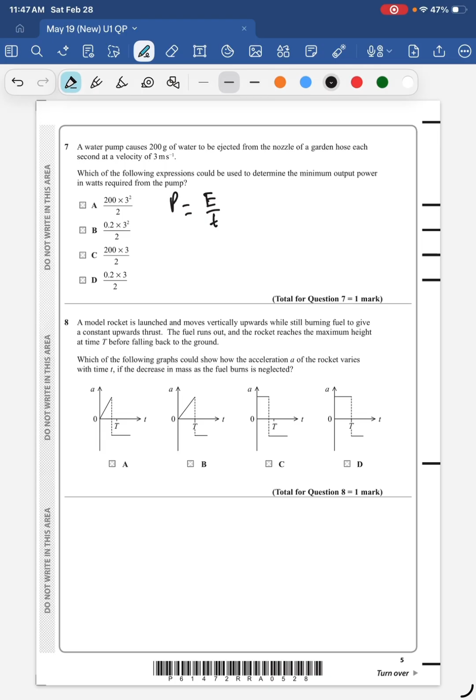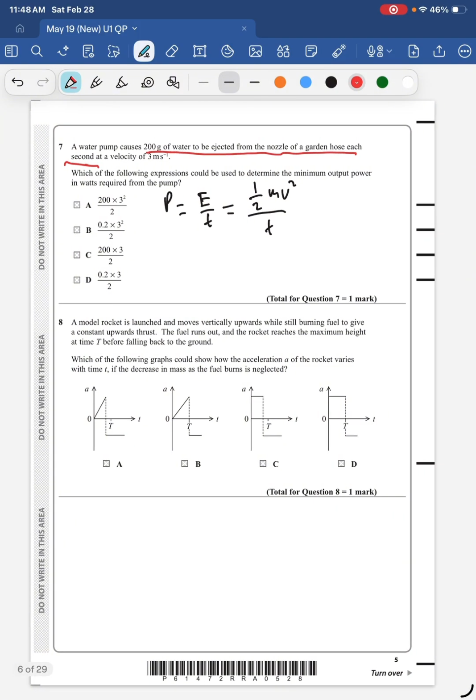Energy in this case is the kinetic energy of the water, which is 1/2 mv squared, over time. We are not given time explicitly, but we are given the fact that 200 grams of water are ejected each second, so this sentence translates to mass per time, which is 200 grams per second. And the velocity is given explicitly as 3 meters per second.